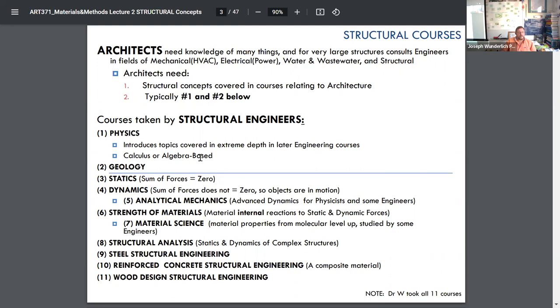Engineers need, of course, many things: physics, calculus, statics, dynamics, materials, material science, determinate and indeterminate structural analysis, and several courses in steel, reinforced concrete, and composite materials.